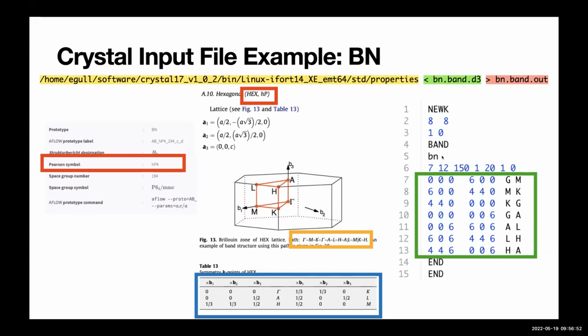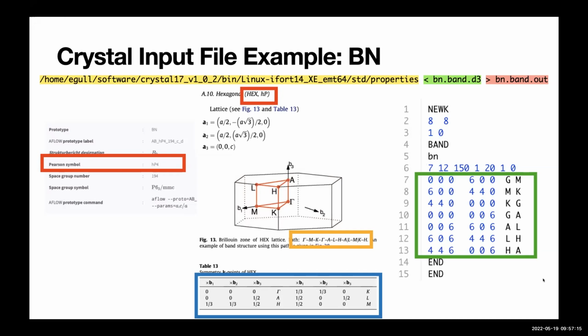After this keyword, right after this band keyword, line 5 can be anything. It's just a string line. You can input anything that provides you information about what's going on in the input file. So I put BN, the boron nitride in this case, just for my own reference.